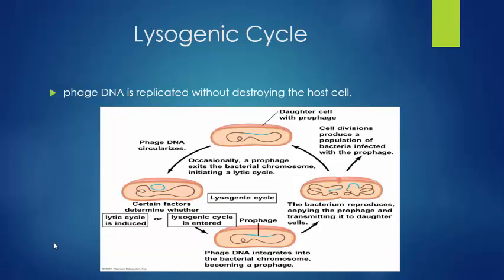As in the lytic cycle, the lysogenic cycle starts by a phage attaching itself to a host cell, and then certain factors determine that the lysogenic cycle will take place. If the cell is in stress or has low amounts of nutrients, the lysogenic pathway is typically activated. Once the lysogenic cycle is entered, the phage DNA integrates into the bacterial chromosome of the cell, becoming a prophage, and transmitting it to what is called a daughter cell. Cell divisions take place and produce a large population of bacteria infected with the prophage. Occasionally, a prophage does exit the bacterial chromosome and initiates the lytic cycle.